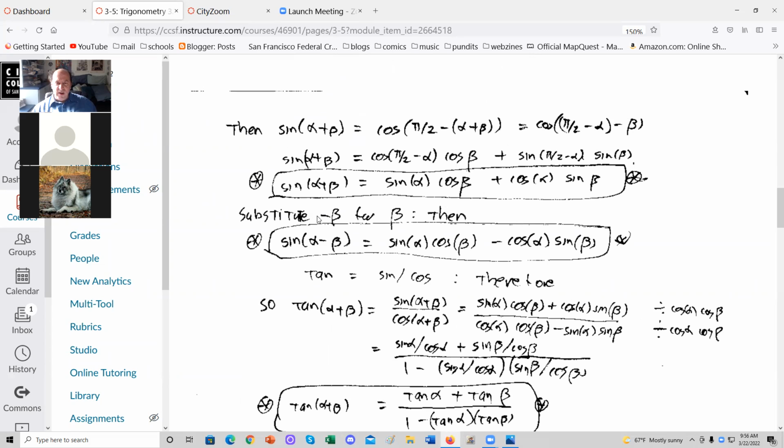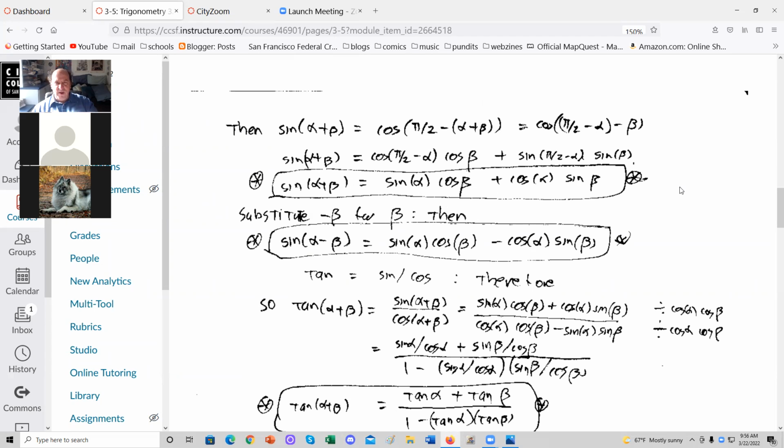If you substitute negative beta for beta, then the cosine beta stays the same sign, and the sine beta flips this to a minus. So the sine of a difference, alpha minus beta, equals sine alpha cos beta minus cos alpha sine beta.